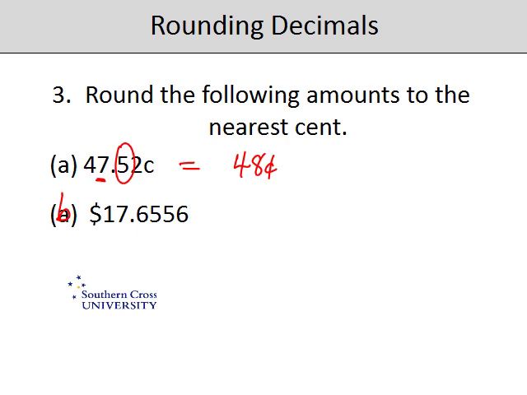$17.65 and a fraction of a cent in the next question. To the nearest cent, the 5 there is in the last cent place value. We have a 5 in the next place value, so we'll be rounding up. So our answer is $17.66.